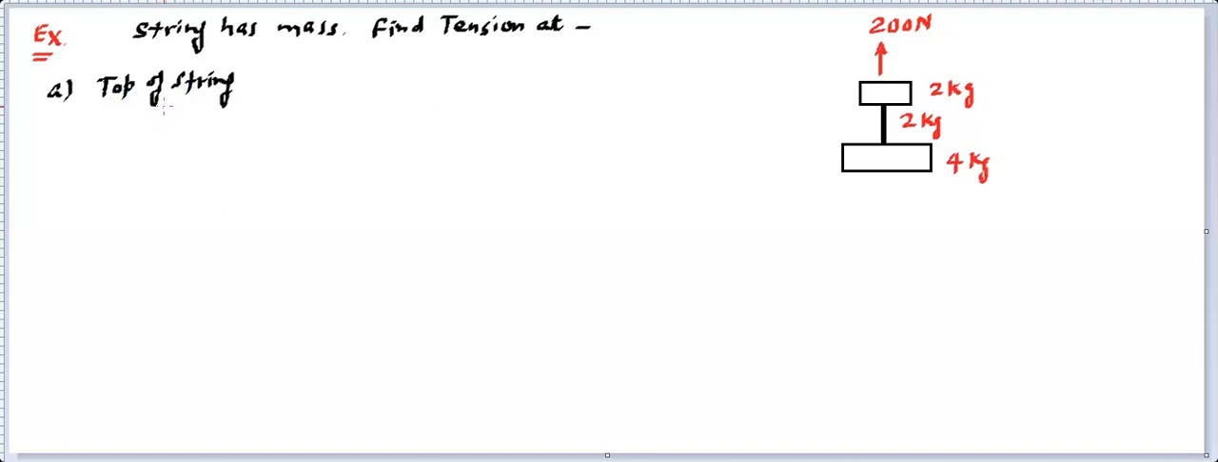We can find it out. How can we find it out? This example will help you to understand that. So let's say this is the arrangement that has been given to us, and it is pulled by 200 Newton.